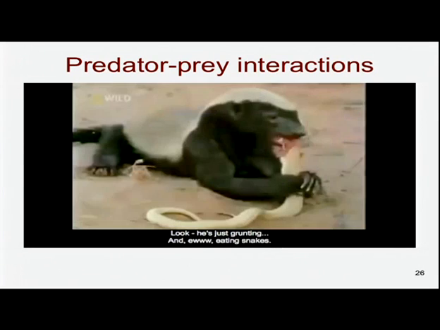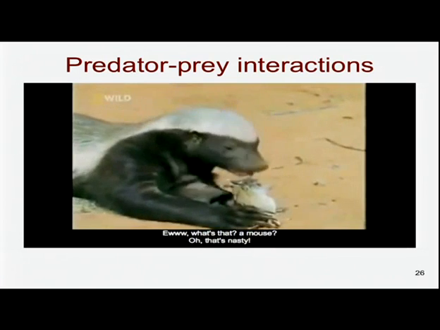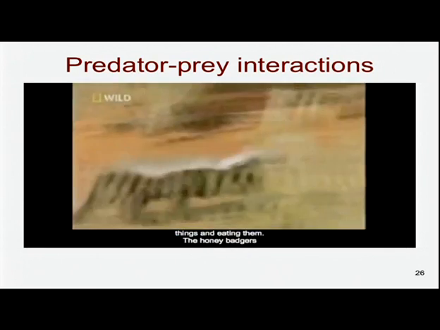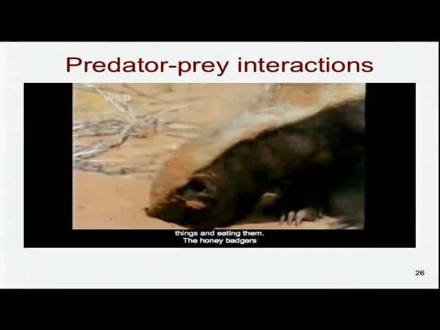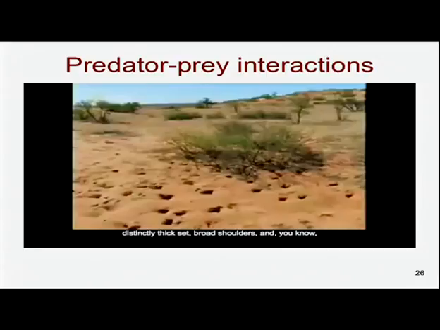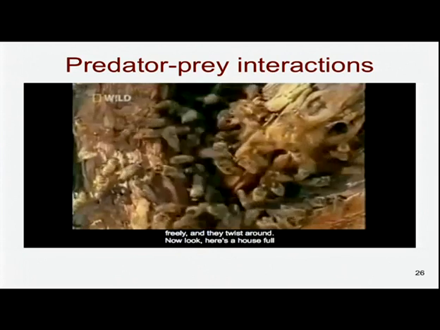Look, and it's just grunting and, ew, eating snakes. Ew, what's that, a mouse? Oh, that's nasty. Oh, they're so nasty. Ooh, look, it's chasing things and eating them. The honey badgers have a fairly long body, but a distinctly thick set, broad shoulders, and, you know, their skin is loose, allowing them to move about freely, and they twist around.